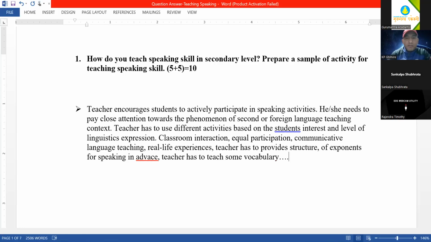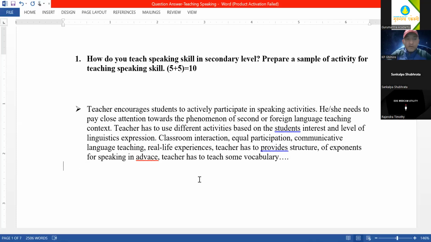Pre-teach vocabulary means before involving students into actual activities, teacher has to provide some vocabularies and their meanings or their contextual use so that students will have no problem. So these are the things you need to include at the beginning.